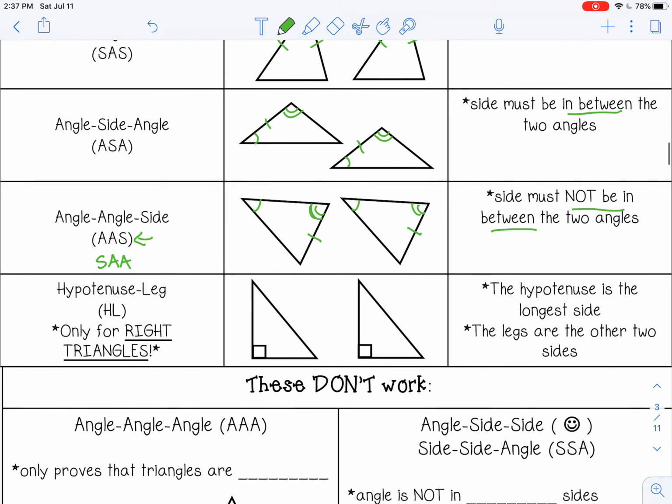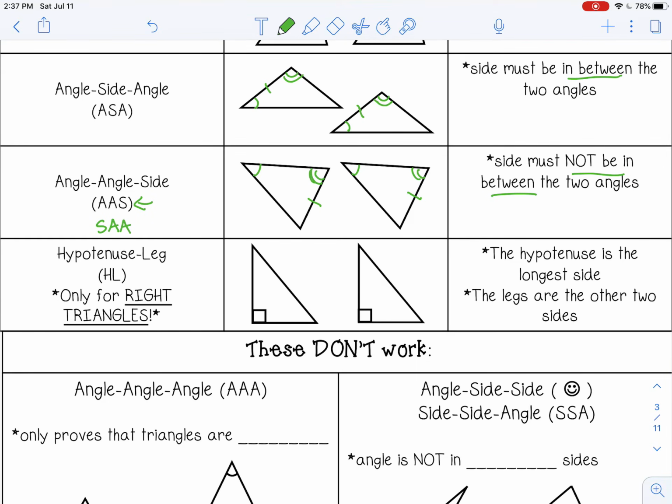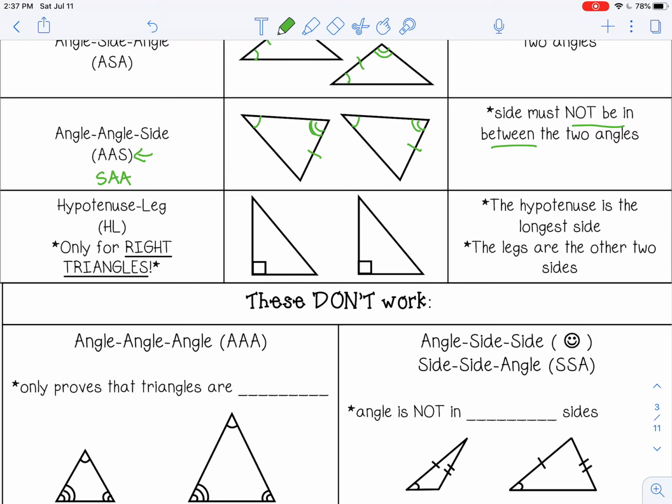Okay, the last one is a special case that only works for right triangles. So a right triangle has a hypotenuse, which is the longest side of the right triangle, and it's always directly across from the right angle. So if you look at the point of the right angle and go directly out, that's the hypotenuse. So in this case, the hypotenuse on each triangle will be marked and they will correspond, they're congruent. And then one of the legs will be marked on both triangles and they must match, so like this one and this one. Or you could have the other leg marked. So if you have the hypotenuse and the leg of both triangles, that's enough to prove that they are congruent.